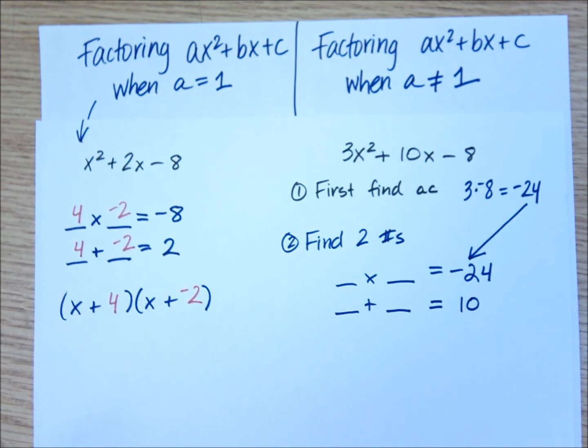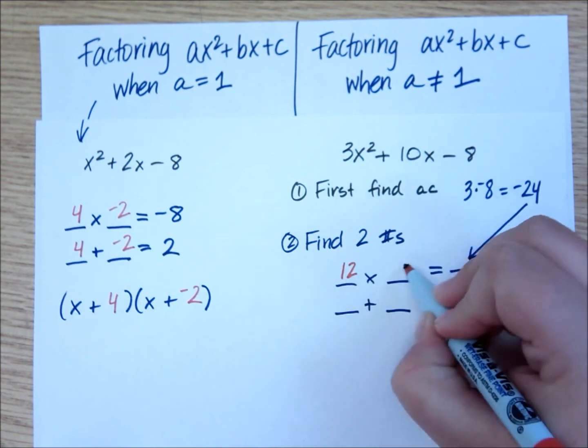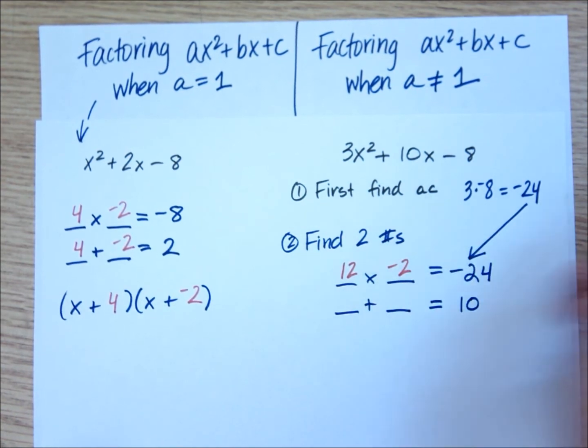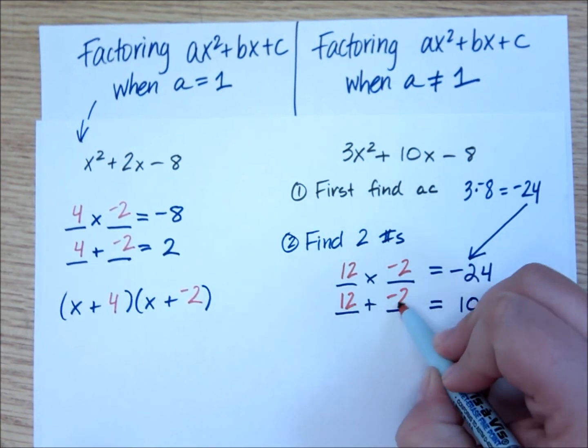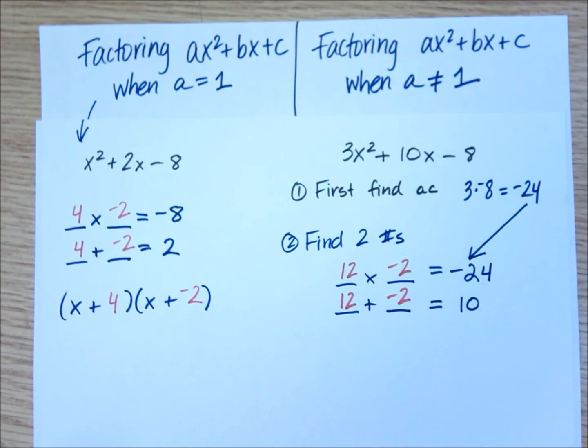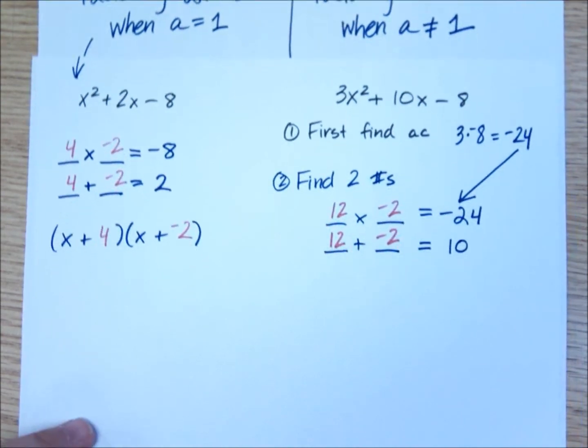Have you got it? It's positive 12 and negative 2. Positive 12 times negative 2 equals negative 24, and positive 12 plus negative 2 gives me 10. Now, here's where it gets kind of cool.